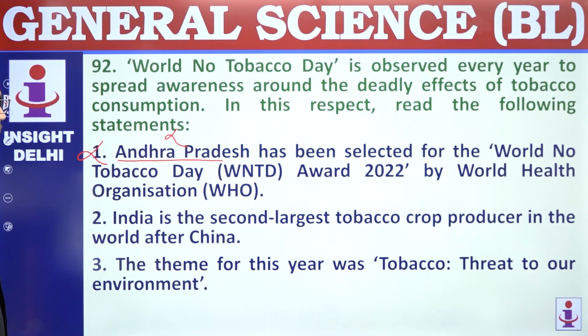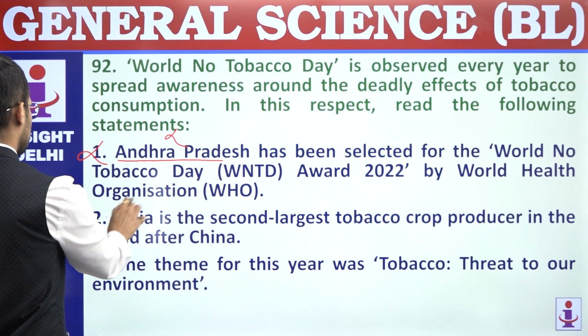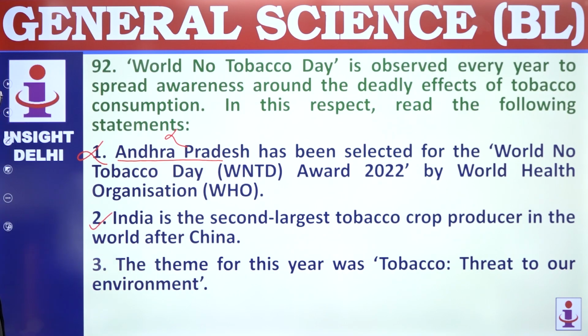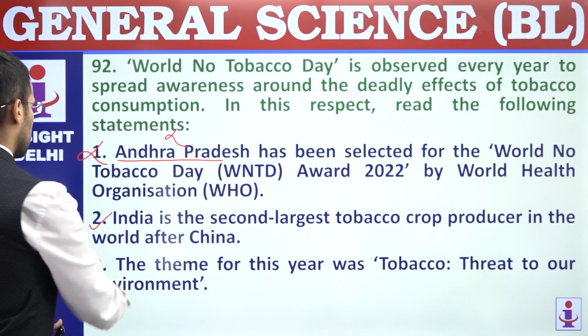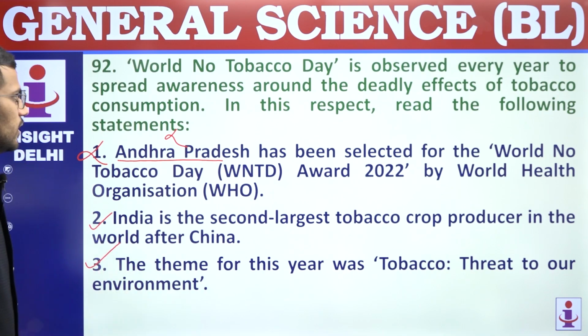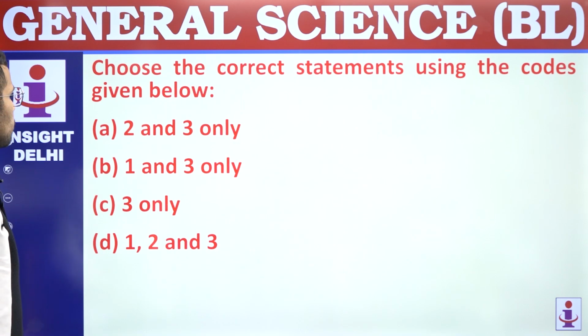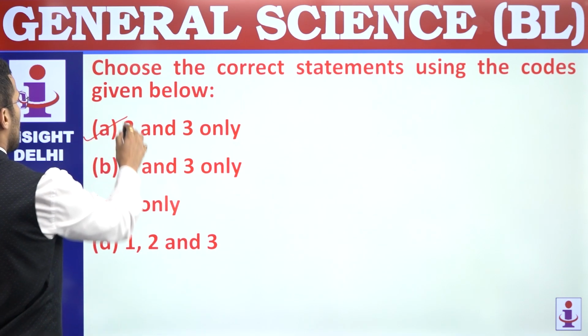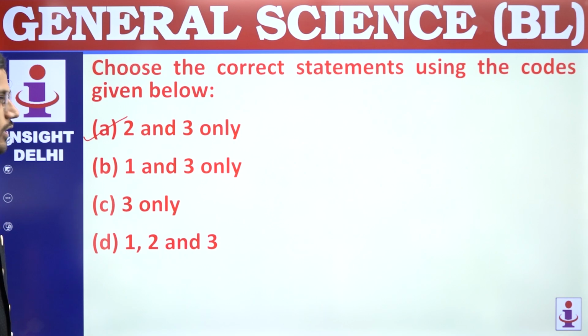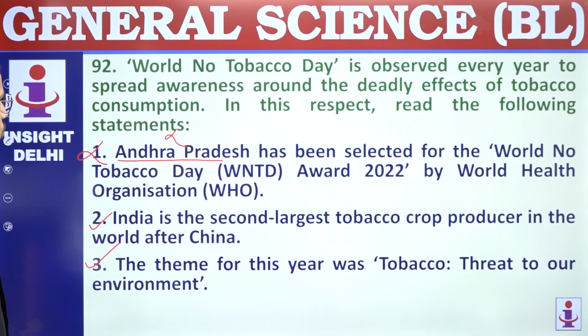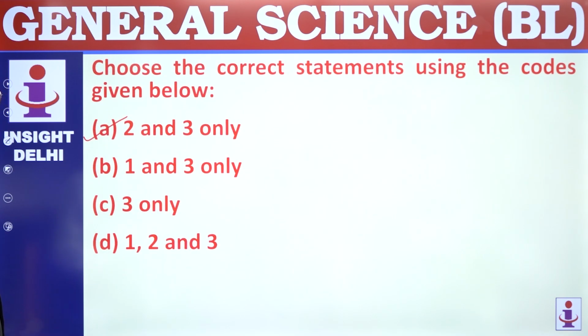Second, India is the second largest tobacco crop producer in the world after China. Correct statement. Third, the theme for this year was tobacco, threat to our environment. Correct statement. Right, so only first statement is incorrect, second and third are correct. We are supposed to find out correct statements only. Answer is A, 2 and 3 only. Question number 92, answer is A.